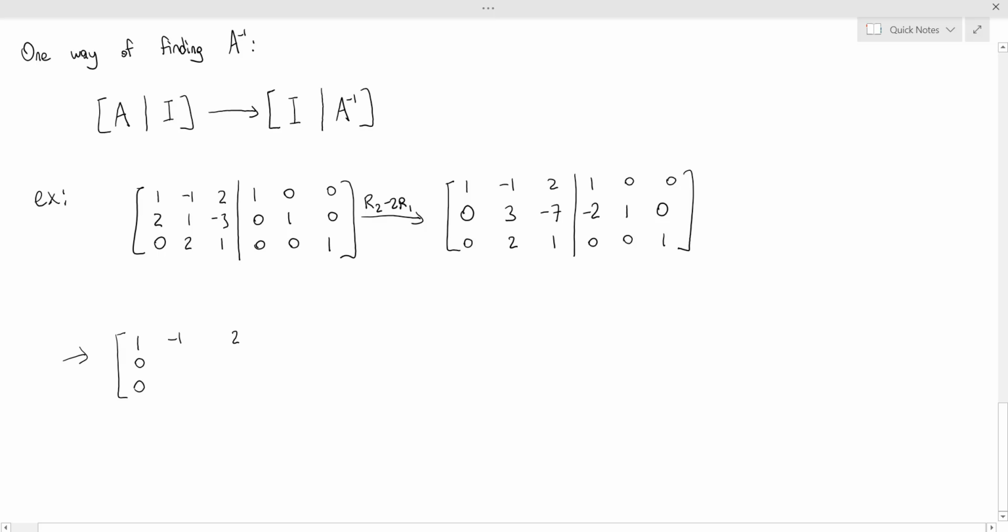Okay. So what I want to do is, I think I'm going to do row 2 minus row 3 real quick. Because that's going to give me a 3 minus a 2, so it'll give me a 1 in this position. And if I do row 2 minus row 3, minus 7 minus 1 is minus 8. Minus 2 minus 0. 1 minus 0. And 0 minus 1.